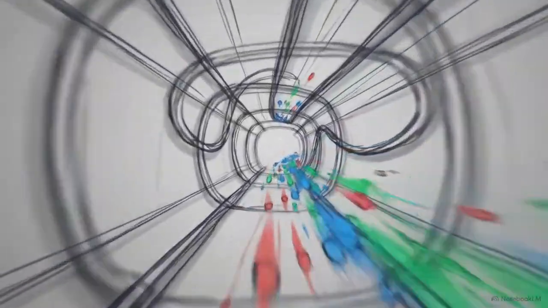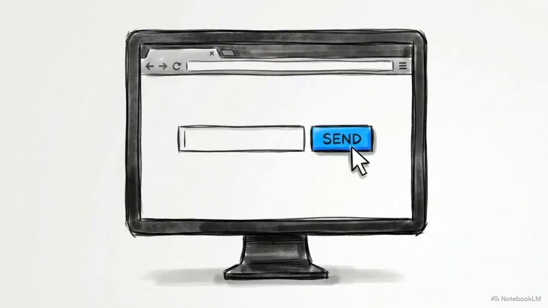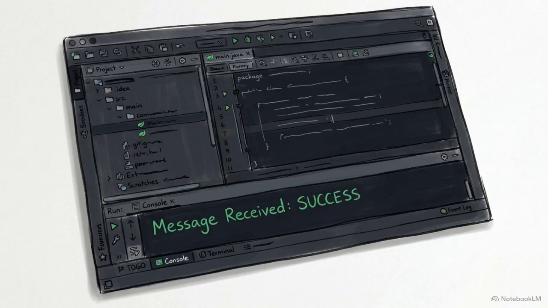Today, we are going to be building a complete, real-time Kafka messaging system from the ground up using Spring Boot. By the end of this setup, you will be able to send a custom web request through your browser and see that exact message instantly processed and logged in your developer console.